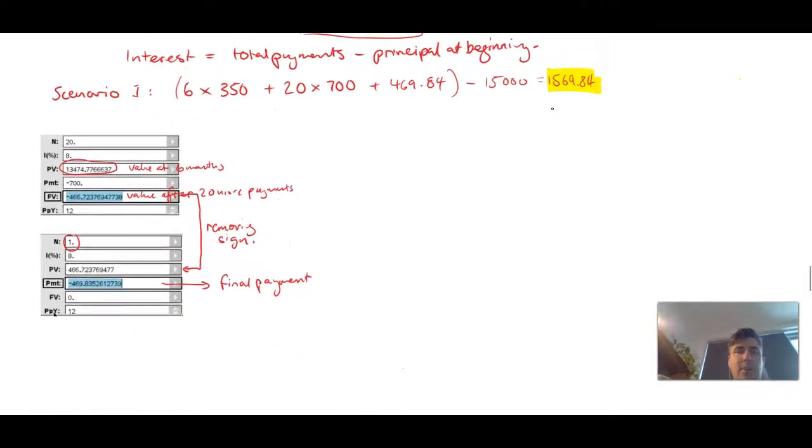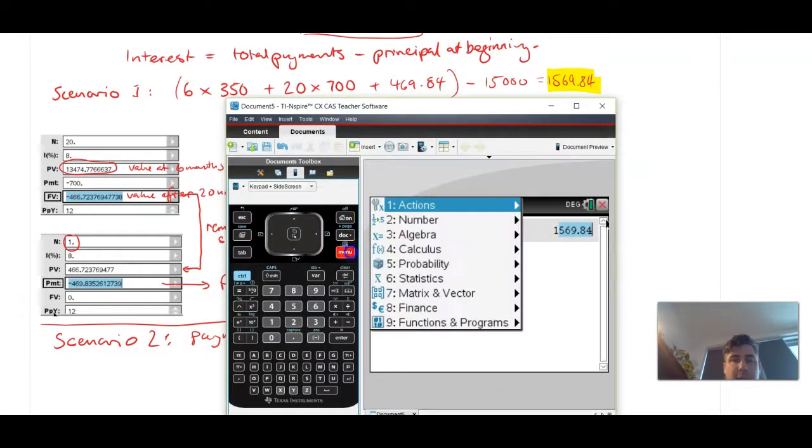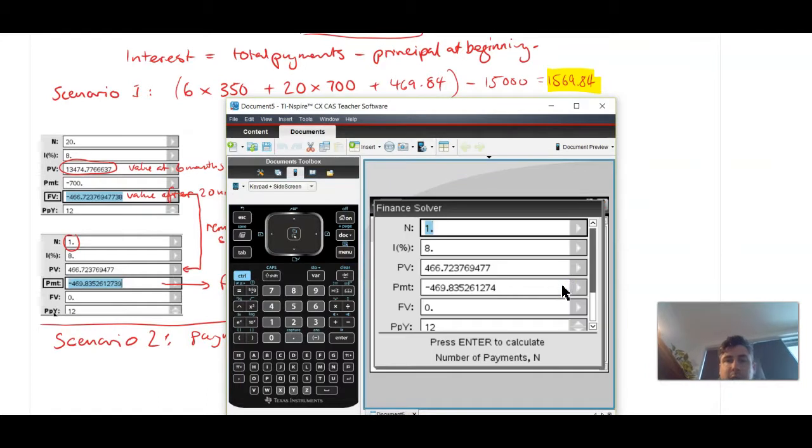Scenario 2 will be slightly more straightforward. Okay, scenario 2 is where the payments stay as 350. So this is a much simpler calculation. We're going to go right back to the basics. We're going to have our finance solver.